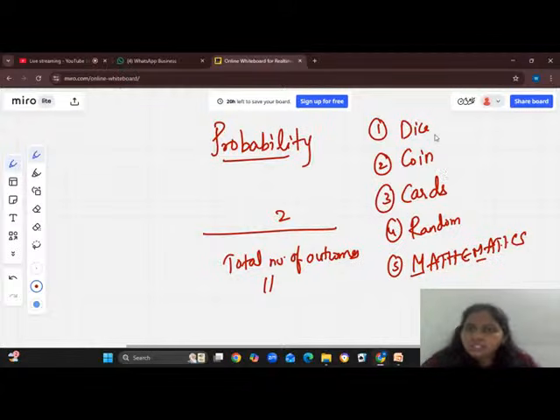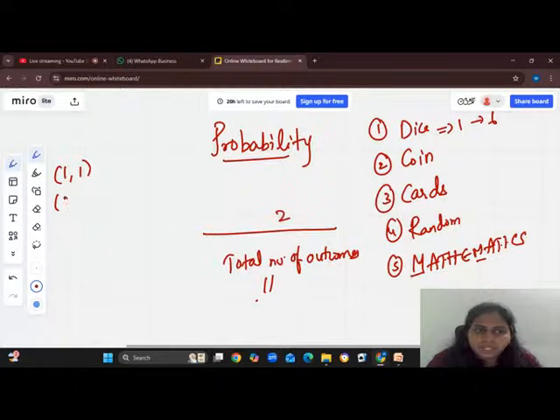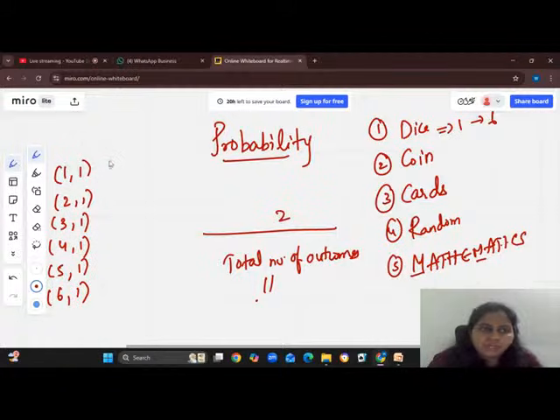So like that, even in a dice or coin or cards or any random problems, always first write the total number of outcomes and then go with the numerator. Dice is all about numbers 1 to 6. The total number of outcomes in dice you have to write like this: first 1 comma 1, then 2 comma 1, 3 comma 1, 4 comma 1, 5 comma 1, and 6 comma 1. Same thing you have to repeat, again 1 comma 2, and it goes on. So total we will get 36 outcomes in dice.